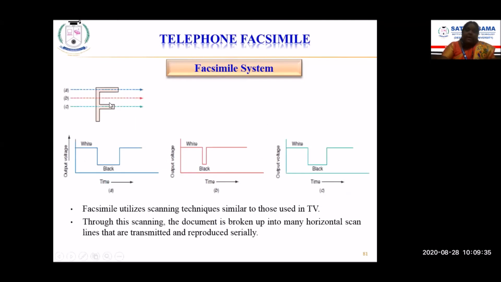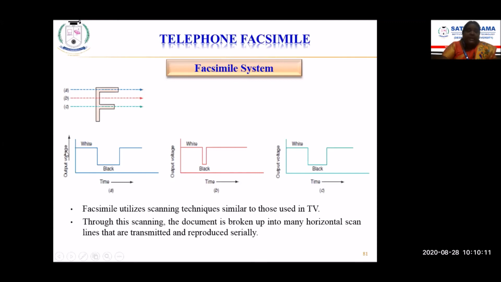Now let us see a simple example of scanning the letter F. This is the letter. The letter F has been chosen because of the differentiation of the shades when scanning the document. So this is the first scanning line A. Up to here it will be white, that is, there is nothing printed, so that is white. This is the voltage level at the photocell.